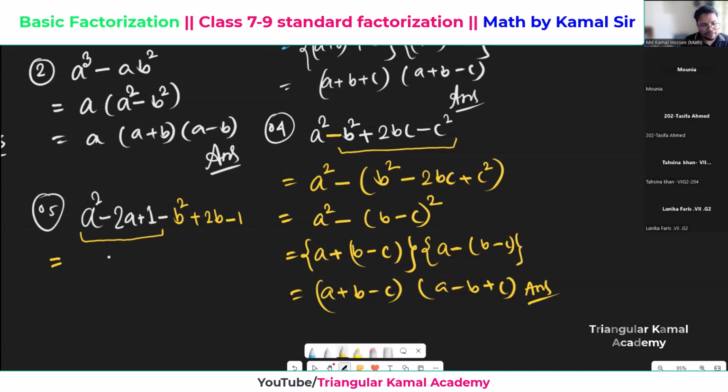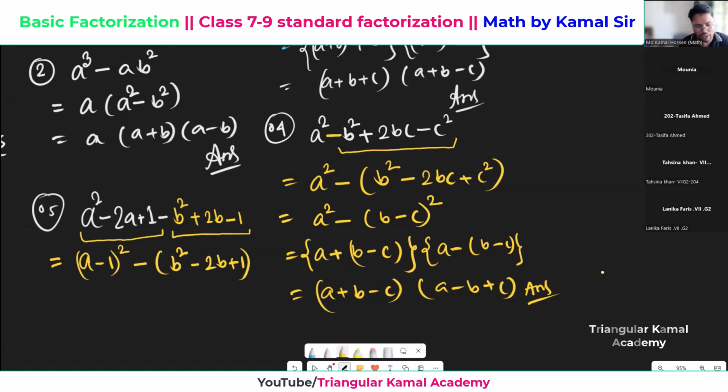So now in the first three terms, we have to write a minus 1 whole square. Okay. A minus 1 whole square. But in the last three terms, there is a minus before the b square, so we have to take minus common. B square minus twice b and plus 1. Do you have any question in second line?